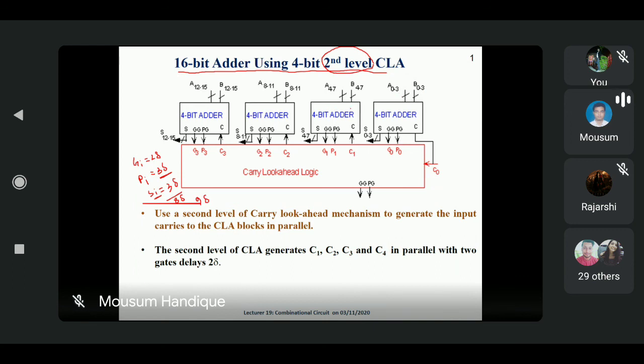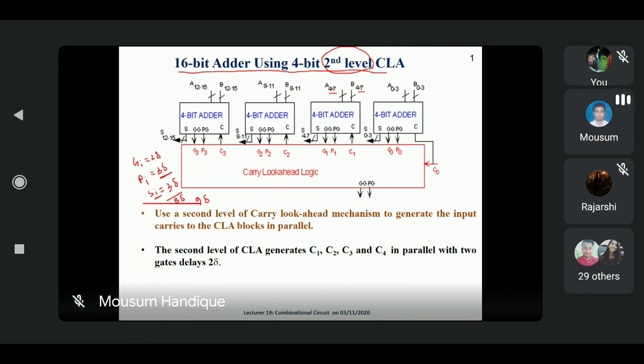Again, when we are going to the second 4-bit adder, it is B4 to B7, A4 to A7. So I'm just naming it 4 to 7. 4 to 7 means what? B4 to B7. And suppose here some dash is there, I am not covering this one. Okay, suppose B8 to B11, A8 to A11. So it is going up to 15.